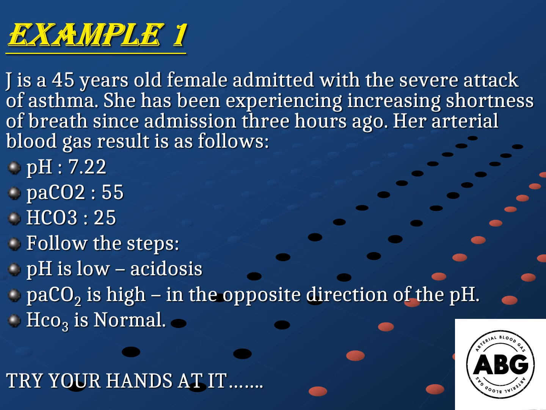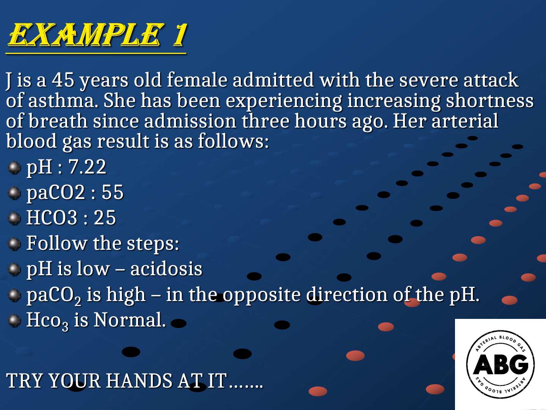Example 1. J is a 45-year-old female admitted with a severe attack of asthma. She has been experiencing increasing shortness of breath since admission 3 hours ago. Her arterial blood gas result is as follows: pH 7.22, PaCO2 55, HCO3 25. Follow the steps.